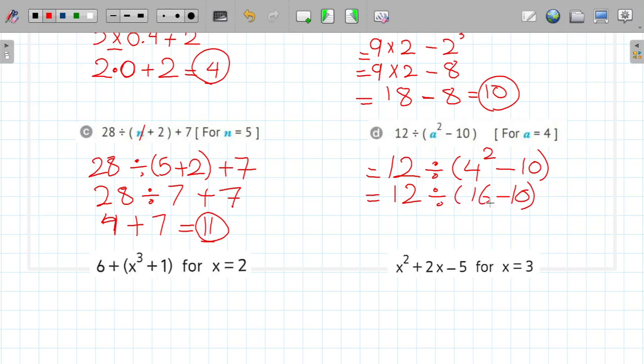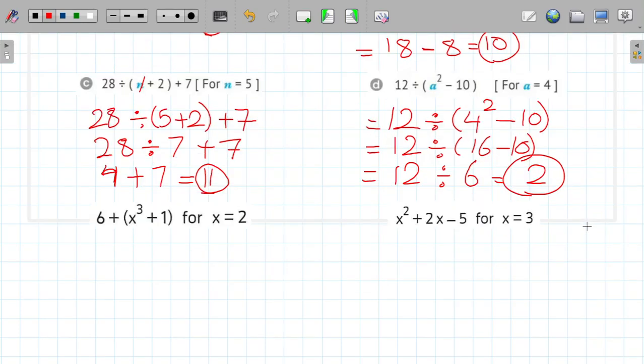Next, I will do the subtraction. So it will be 16 minus 10 equals 6. And next, I will say 12 divided by 6 equals 2. So the value of the expression for a equals 4 is 2.